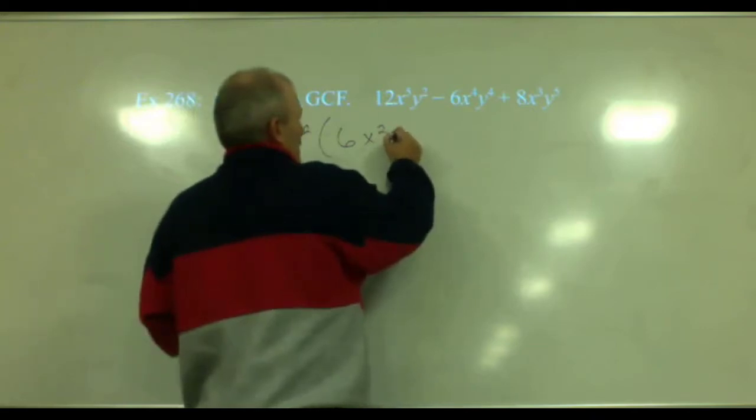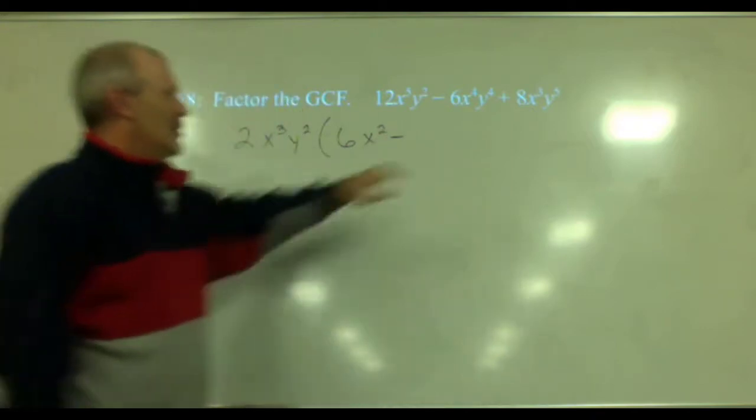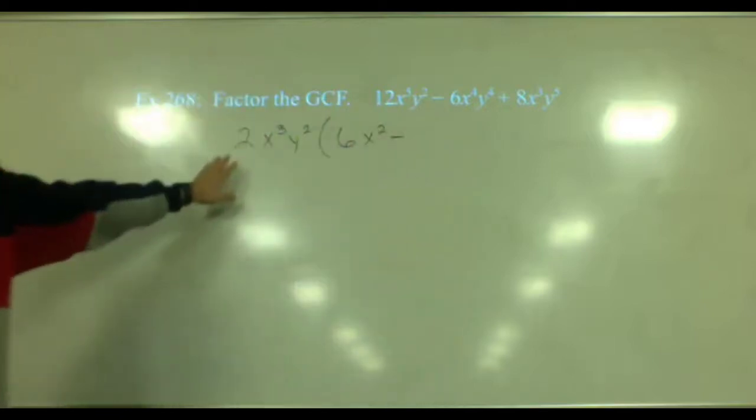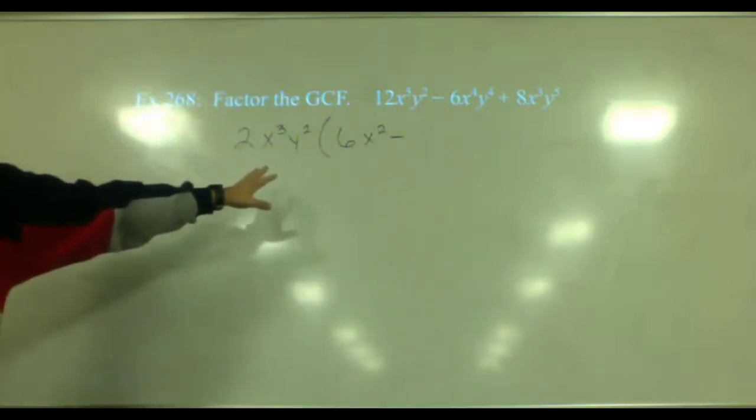All right. Then we put our minus sign. We go to the next term. 6. We're dividing out a 2. What's going to be left there? 3.